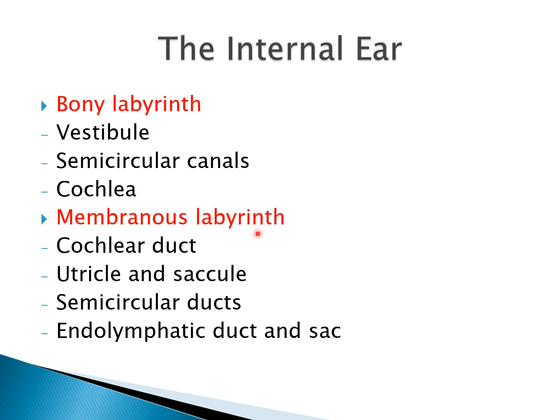And membranous labyrinth, it has four parts: the cochlear duct which corresponds to cochlea, the utricle and saccule which are present in the central chamber vestibule, the semicircular ducts which correspond to the semicircular canals, and the endolymphatic duct and sac. So we'll see each structure one by one. First, I'll talk about the bony labyrinth.